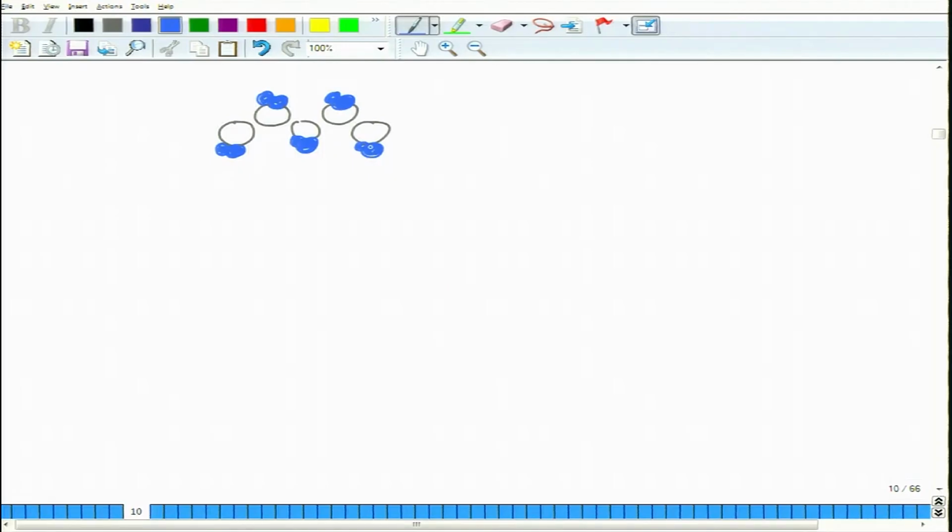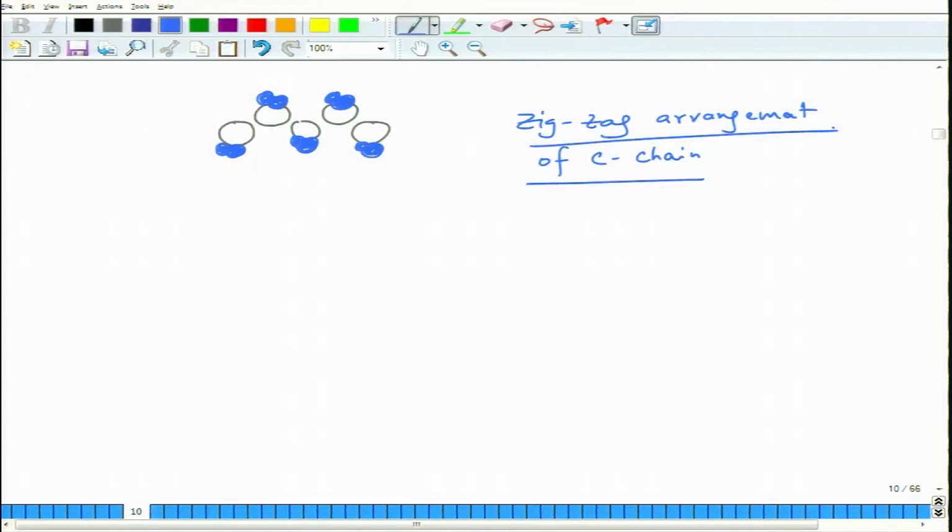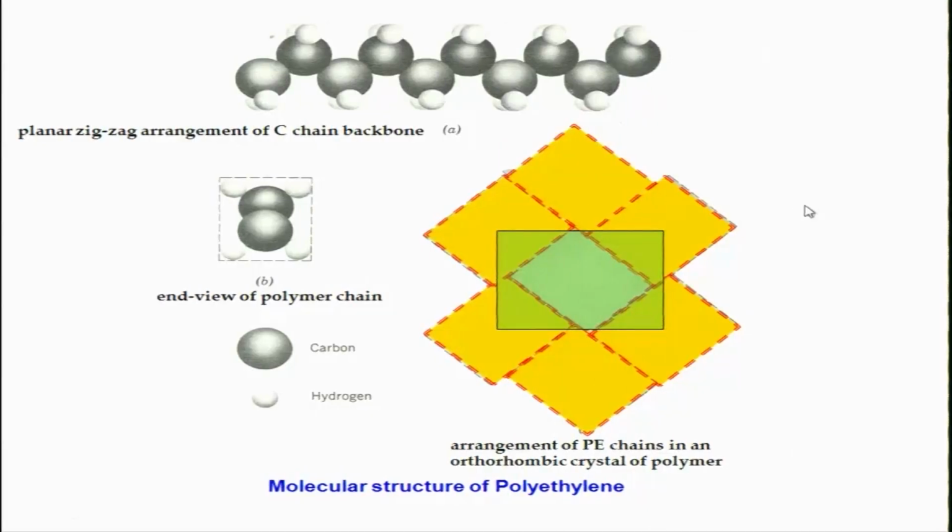Like this. So, on two sides you have hydrogen atoms. So, this is a planar zigzag arrangement of carbon chain molecules. These make a structure which looks like an orthorhombic structure. I will show you here. So, essentially it looks something like that.